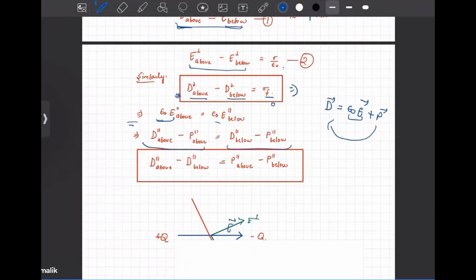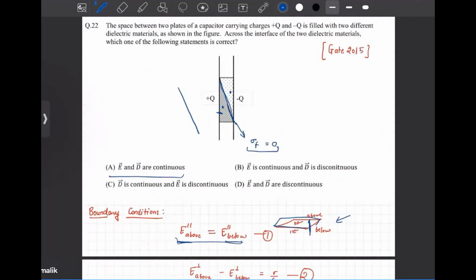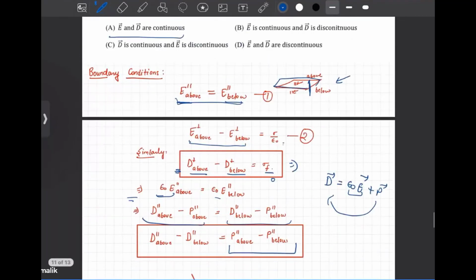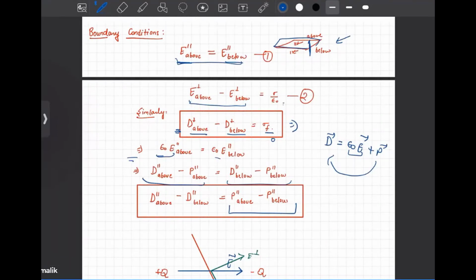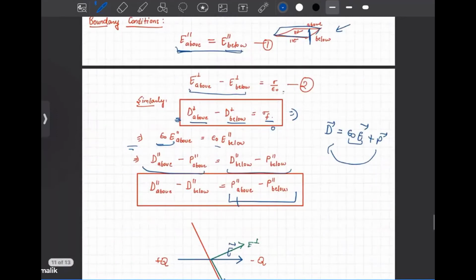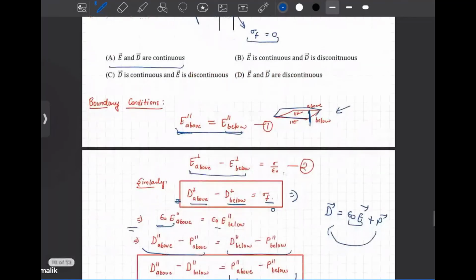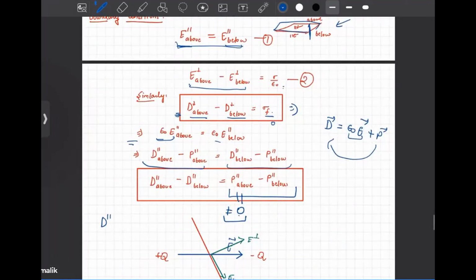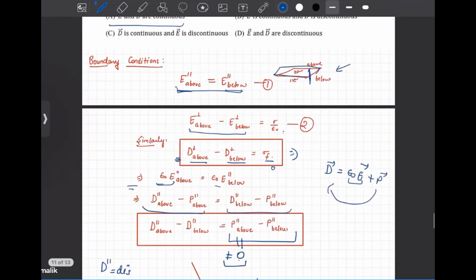equals this term that is coming. This term, the parallel polarization terms, are the bound charges, and since this positive and negative charge will create an electric field in this direction, this polarization component is going to be different on one side and different on the other side. That means this quantity is not going to be zero. It means that D parallel above minus D parallel below is not zero, so they are not equal. That means the parallel component of D is discontinuous across the surface.